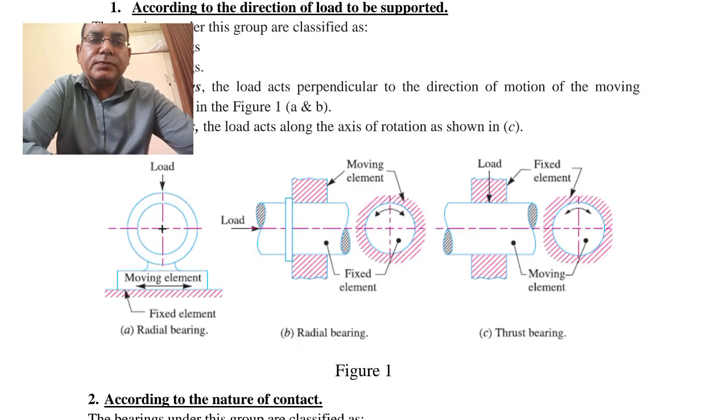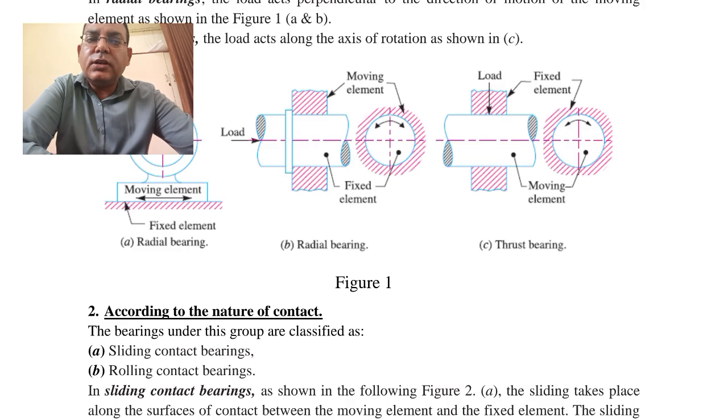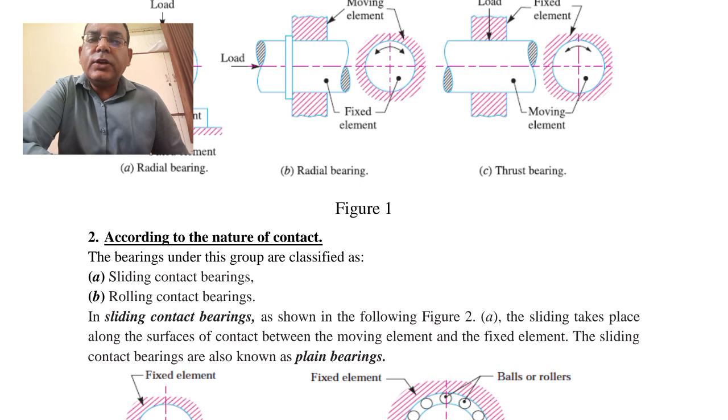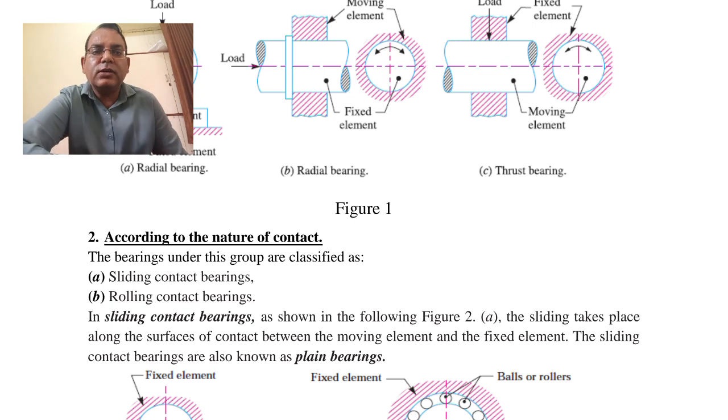Now, another very important factor: according to the nature of contact, the bearing is classified into sliding contact bearing and rolling contact bearing. Sliding contact bearing is also called plain bearing and journal bearing. The inside portion of the shaft is called the journal, so that's why it is also called journal bearing. In sliding contact bearing, the surface of the shaft slides over the surface of the bearing. That is called sliding contact bearing. It is used in centrifugal pumps, large size electric motors, automobiles, etc.